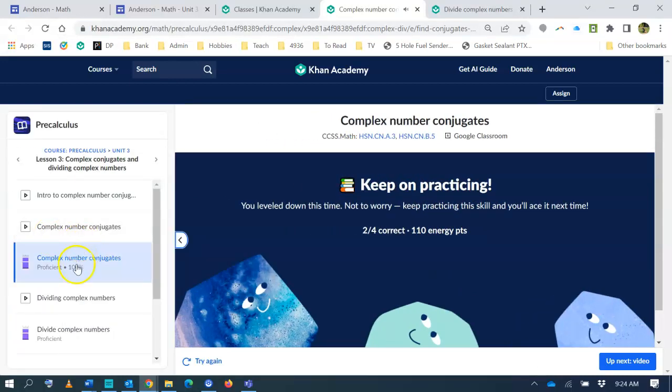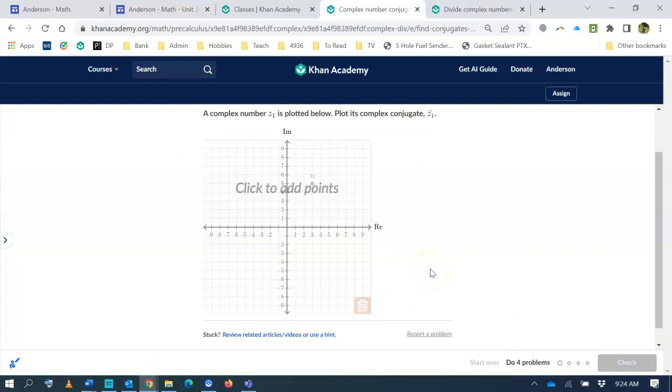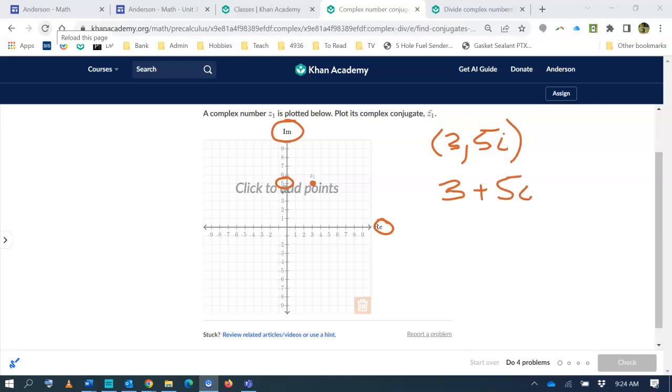Okay, I actually want to try and find one more graphing question. Here we go, perfect. So, first thing we need to do is identify our number. It is right here. And on our real axis, that's the first number. The number is 3. And then going up to our imaginary number, this will have the i. We are at 5. So 5i is the coordinate point. It should be a parenthesis, not a line. So our coordinate point is (3, 5i). To write it as a complex number, it would be 3 plus 5i.